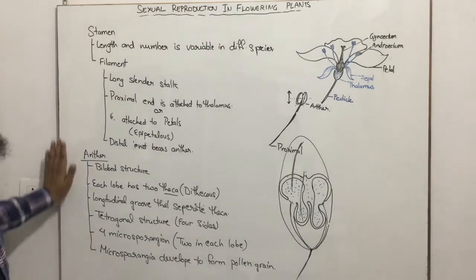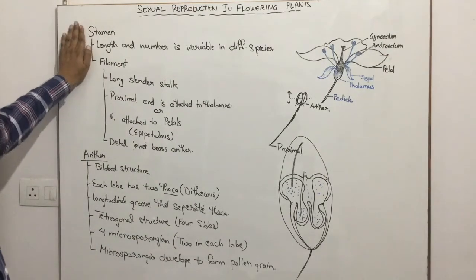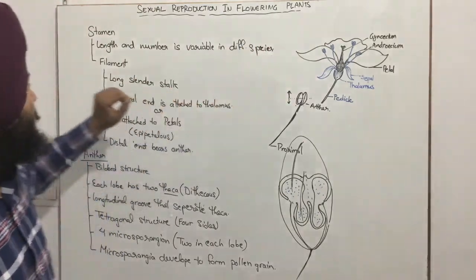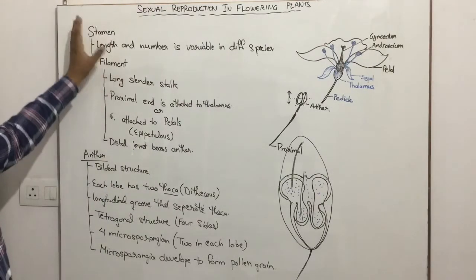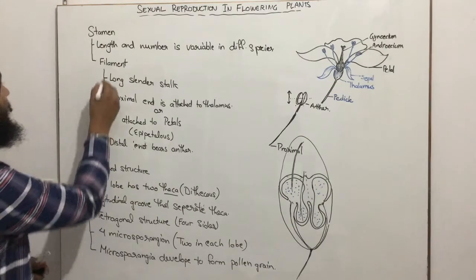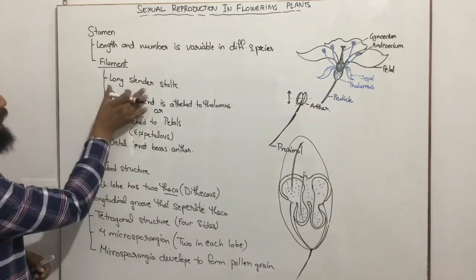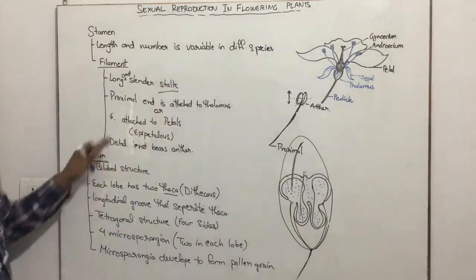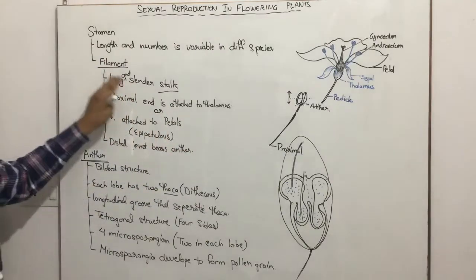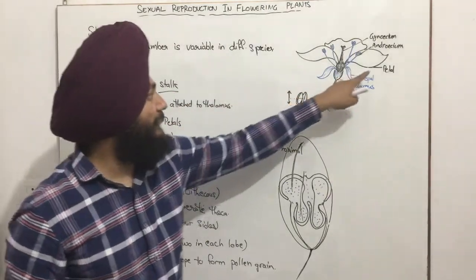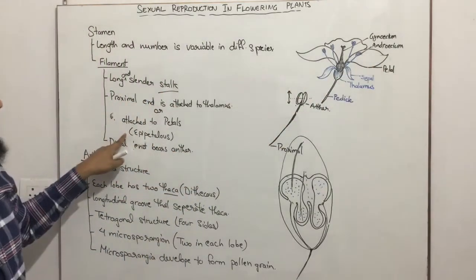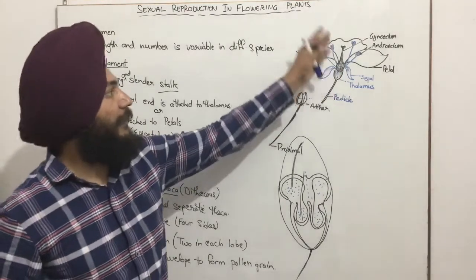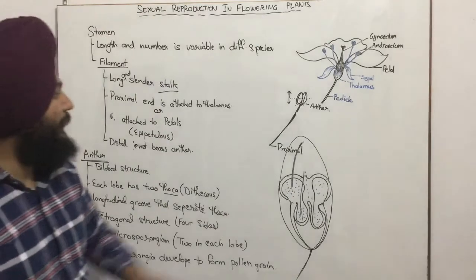Okay, so to compile this up, we have the stamen, and the length and the number of stamens vary in different species of plants. And the stamen has two parts. One is the filament, and then there is the anther. The filament is a long and slender stalk, and the proximal end of the filament is attached to the thalamus, or in some cases it is attached to the petals, and when it is attached to the petal, it is called epipetalous. And the distal end, away from the flower, bears the anther.